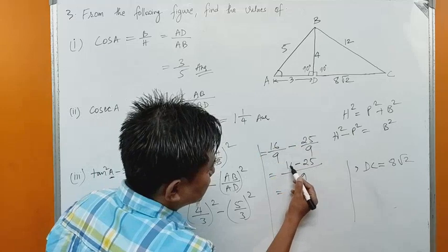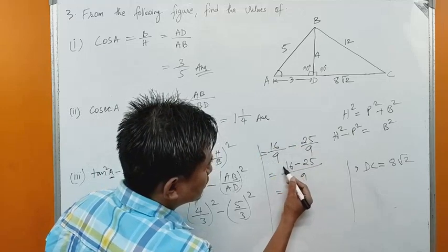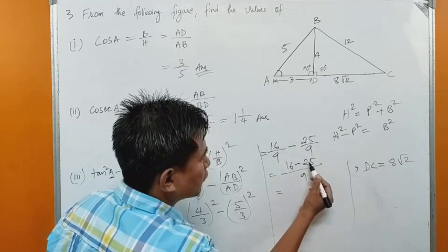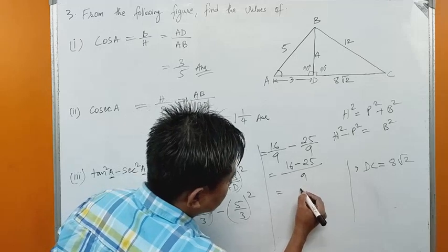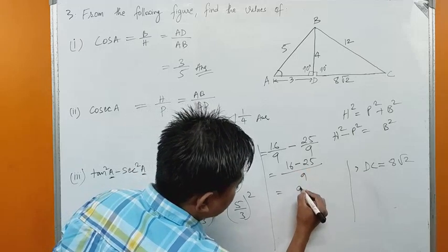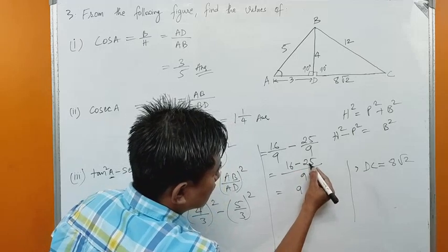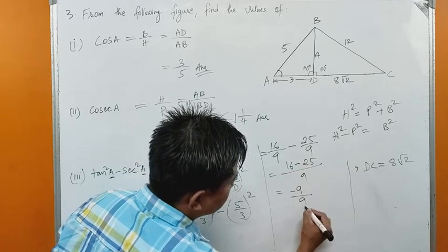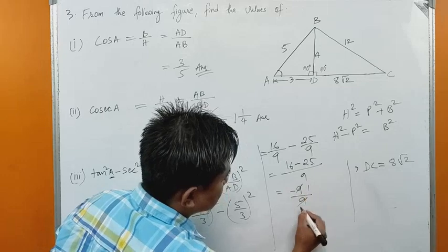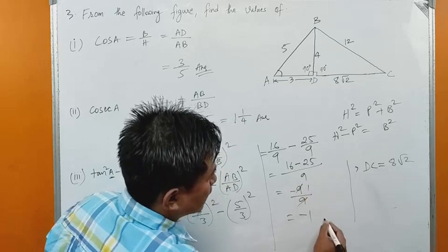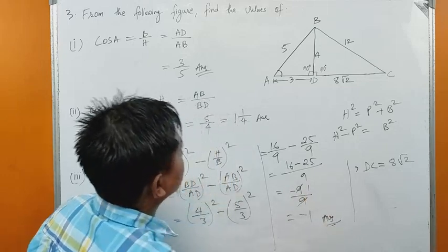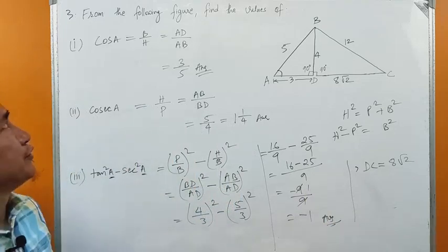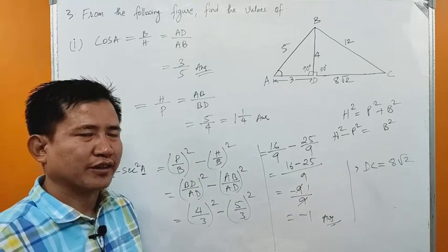So 25 minus 16, 16 is positive, 25 is negative. So 25 minus 16 is 9. This is a greater number, so we put the sign of the greater number, minus, upon this 9. We cancel this, 9 ones are 9, 9 ones are 9. So minus 1. So this is the answer for question number 3. Now let us move on to the next question.